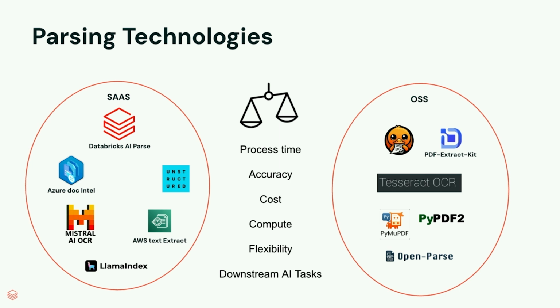On the left-hand side, we have the SaaS versions. To list a few, Unstructured is actually our Databricks partner, Azure Doc Intelligence, and LlamaIndex. I think yesterday, LlamaIndex had a keynote talk about their parser. So Databricks is also introducing a parser called AI Parse. There was another talk on that. I'm going to mention that towards the end so you can check them out.